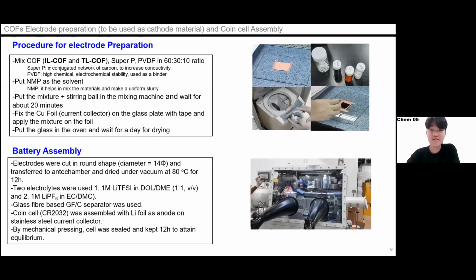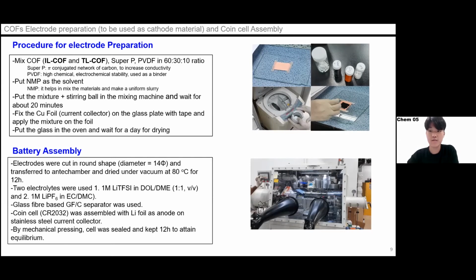After we synthesized IL COF and TL COF, we made a COF-coated cathode. To prepare the COF electrode, we mix COF, Super P, and PVDF in a 60-30-10 ratio. Here, Super P acts as a conducting material because it has a pi-conjugated network of carbon, thus it can increase conductivity. And PVDF has high chemical and electrochemical stability and a sticky character, so it is used as a binder. However, if we add too much PVDF, it can lower the conductivity, so we use only 10%.